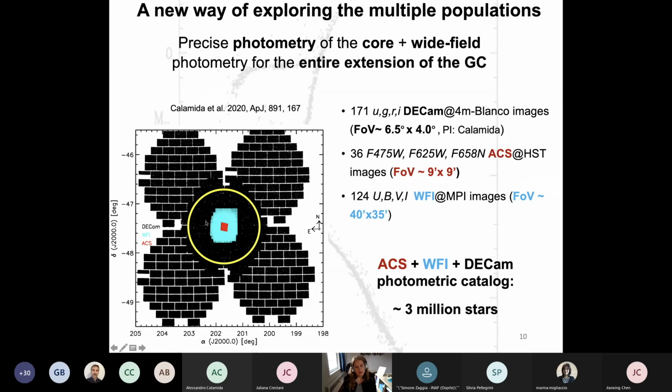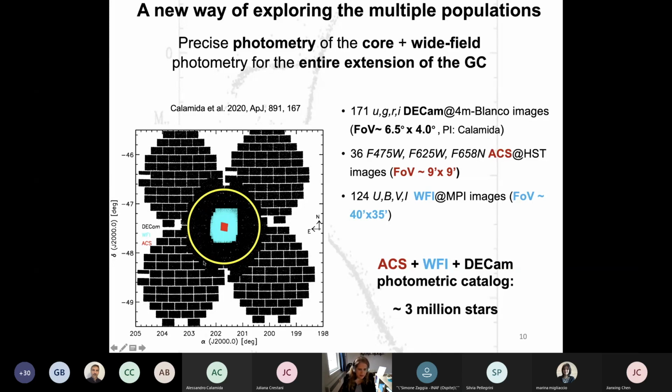We then combine the photometry from DECam with photometry that we had from the past, from HST in red, from the center of the cluster, and also from an ESO camera, the Wide Field Imager on the MPI telescope, a 2-meter telescope, for this area here. The combined photometric catalog includes about 3 million stars, so a huge number of stars.